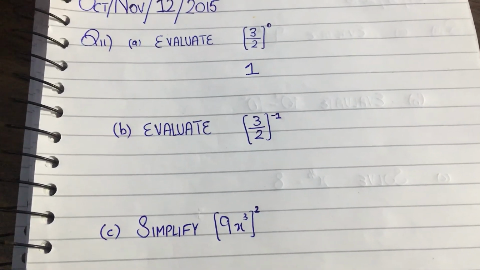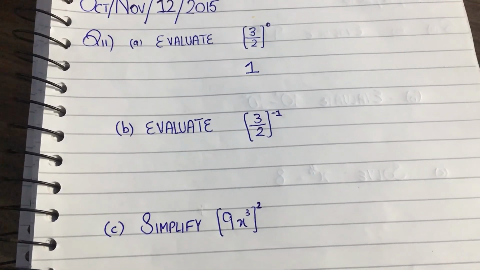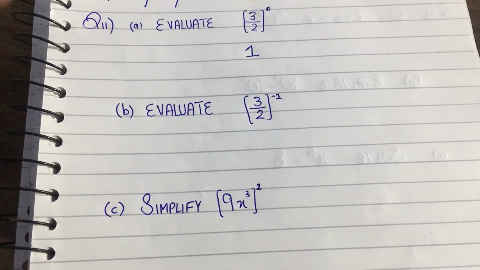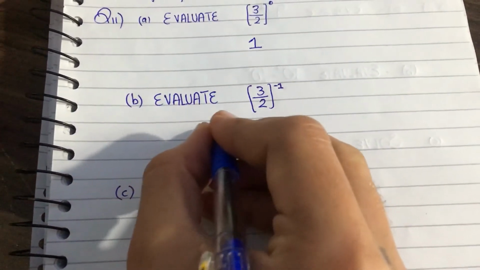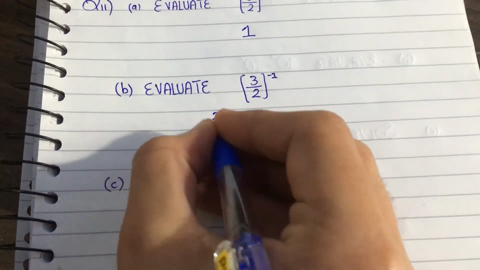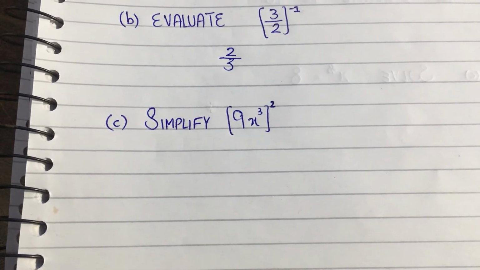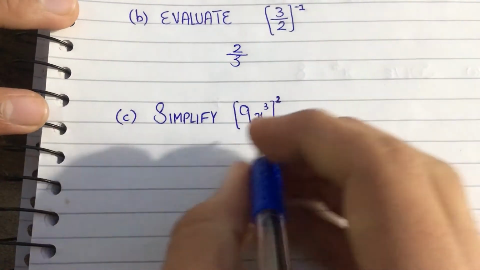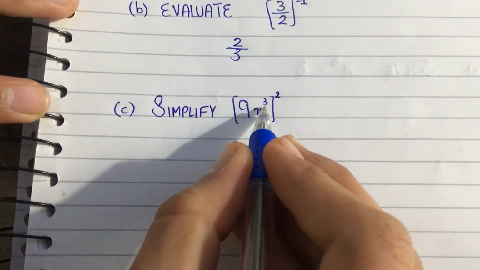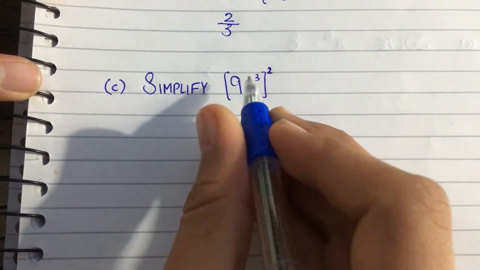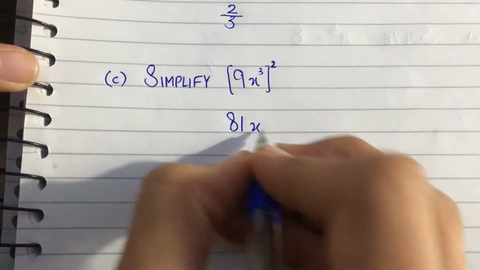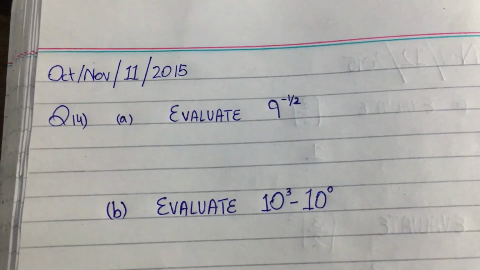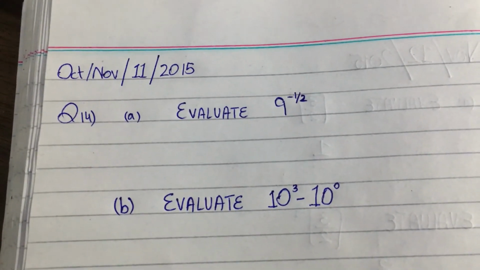Part B says evaluate (3/2) whole power minus 1. As I explained in some previous questions, when there's a fraction whole power with a minus, the numerator and denominator will switch places. So our answer will be 2 over 3. Simply, that's our answer. Part C says simplify (9x cube) whole square. 9 square is 81. This is fairly simple. And x cube into square, x cube into 2 will become x power 6. That's our answer. Last question is from October, November 2015, paper 1, variant 1.